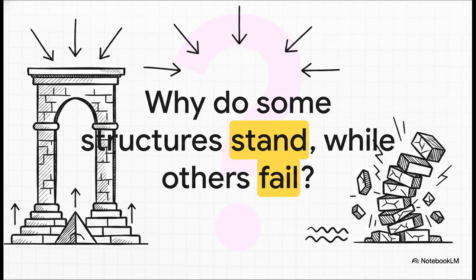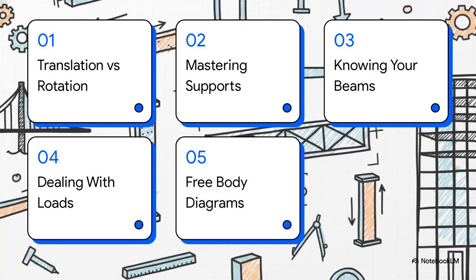So I want to start off by asking you a pretty critical question. Why do some structures stand tall for literally centuries, while others fail catastrophically? The answer isn't magic, right? Actually, it's just pure physics. It's all about knowing exactly how a structure responds to the forces that are actively trying to tear it down. And as lead engineers, it is our job to deeply understand that response before we even think about touching a calculator.